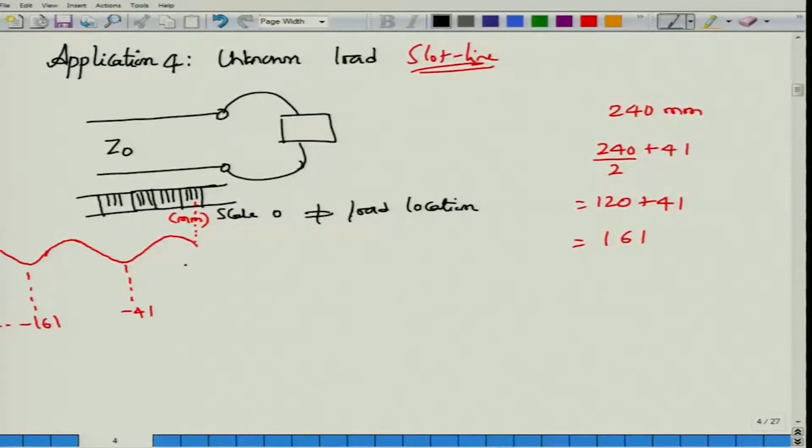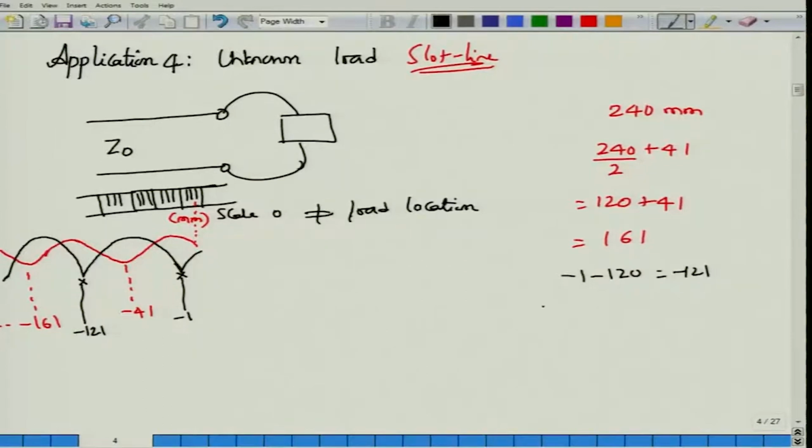I replace this load by short circuit, and when I do that I find this type of a voltage measurement, okay. These nulls are fairly well defined, okay, and I can pick any null that I want as my load. I can pick this null maybe, for example, which is located at minus 1. Of course, the next null must occur at minus 1, minus 120, that is minus 121. So, this must occur at minus 121 mm and so on, right.